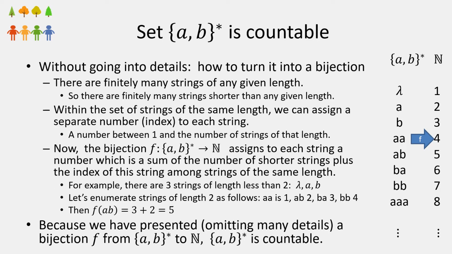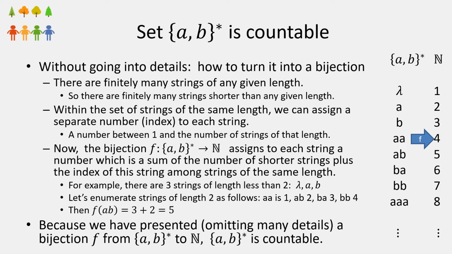So now, how do we turn this process into a bijection? You could already see that this process does assign every string a number. So every number gets a string, every string gets a number, and this pairing is such that every string only gets one number, every number corresponds to only one string. But let's say a few more things about it.